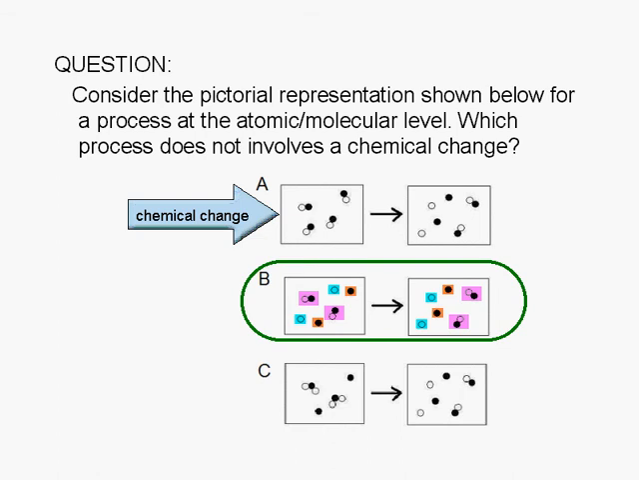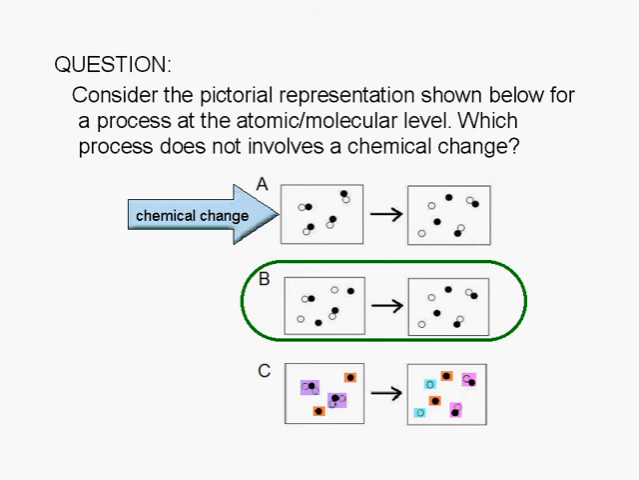The question is asking us for a process that does not involve a chemical change. Let's verify that process C does involve a chemical change. What we start with is a mixture of a compound and an element. Here's the compound and here's the element. And what we end up with is a mixture of another compound and two elements, this one and this one.